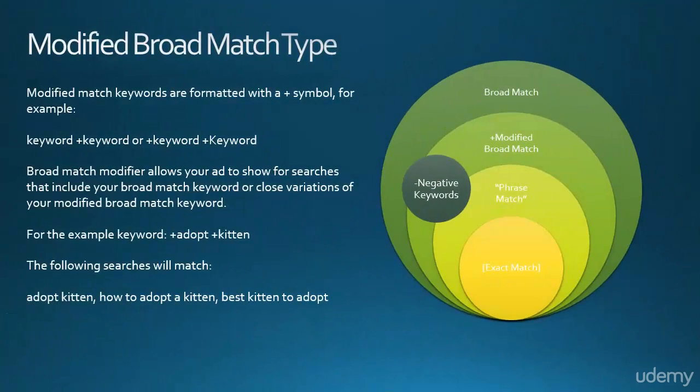Modified broad match keywords are formatted with a plus symbol either before every word within the keyword or just one of the key phrases. Broad match modifiers allow your ads to show for searches that include your broad match keyword or close variations of the modified broad match keyword. For the example of plus adopt plus kitten, the following searches will match: adopt kitten, how to adopt a kitten, best kitten to adopt.